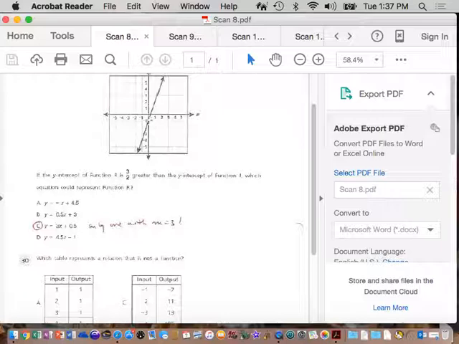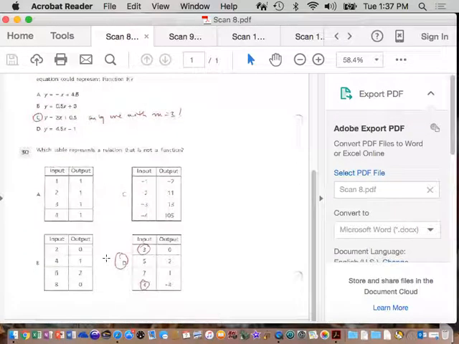I look at this slope here and I go up 3 over 1, up 3 over 1. So I look at the choices, and the only one that has a slope of 3 is choice C. So that has to be the answer to the problem.